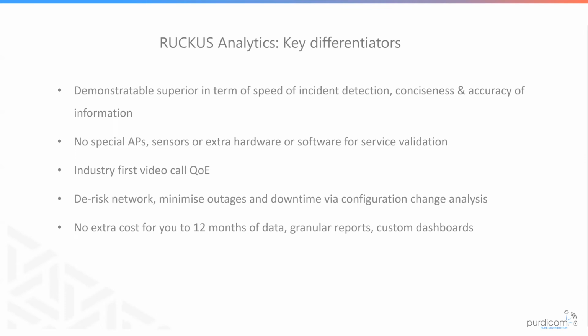You can de-risk the network and minimize outages and downtime via configuration change analysis. So maybe you made a change last week which actually impacted the RF. Well, now you can view it a week later and go, actually, was that positive or negative? Did I actually solve the issue, or have I maybe made it worse because there's something else I need to investigate? But you've got that data to look at. And at no extra cost, you get 12 months of data, granular reports, and custom dashboards.